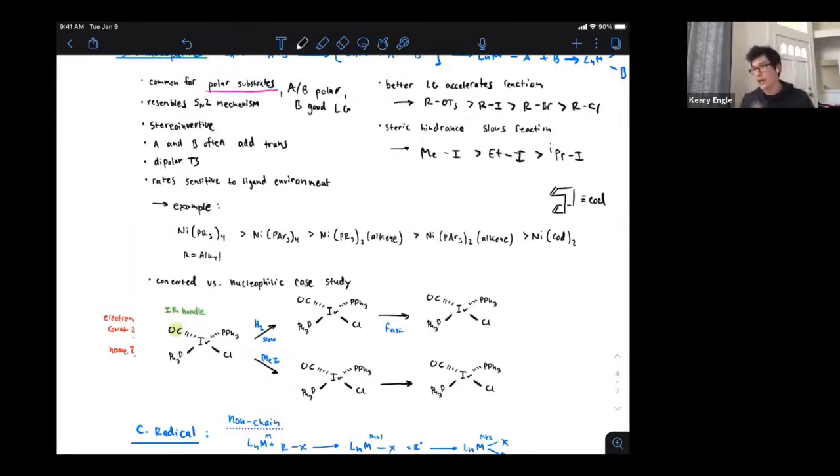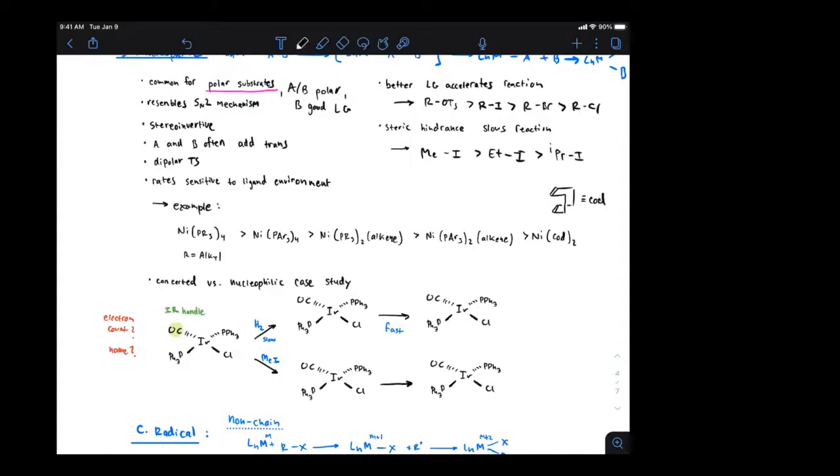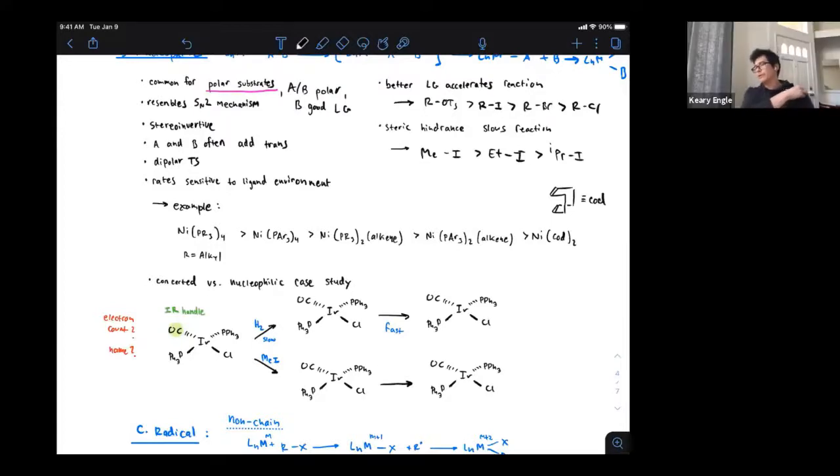Okay, let's consider now a case study where we're trying to disambiguate between concerted and nucleophilic pathways. To do that, we'll consider this complex. Does anybody recognize this complex and want to provide the name? Is this Wilkinson's? No, that's iridium. This is an iridium complex. So that's a Vaska complex. Vaska's complex. Good. Thank you. Is that Win? Thank you, Win.